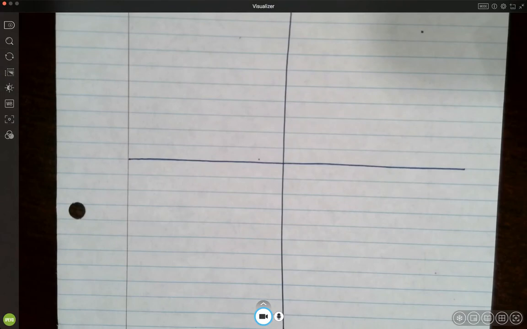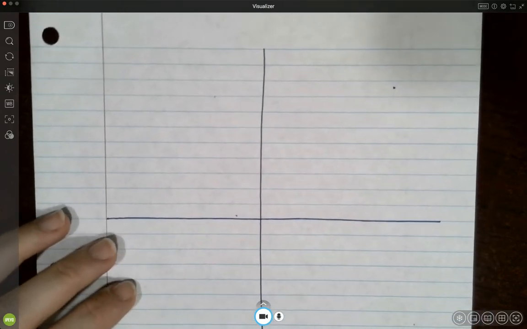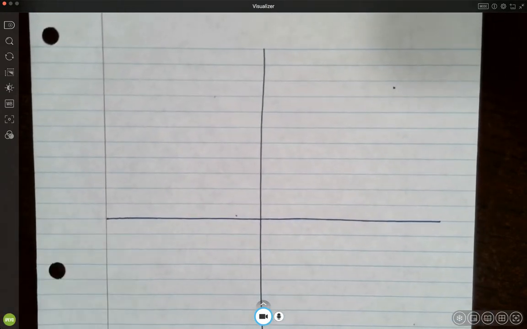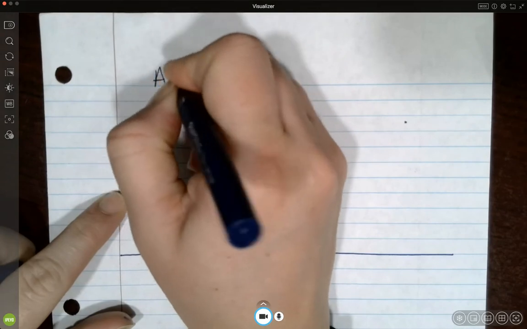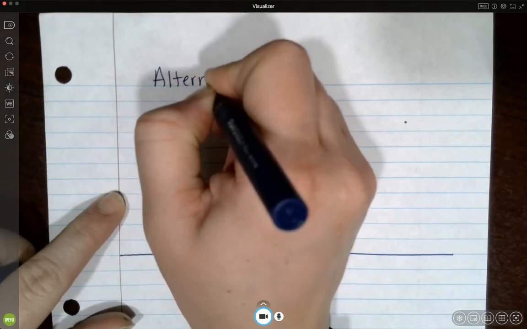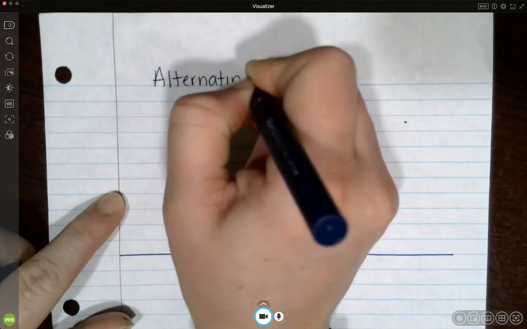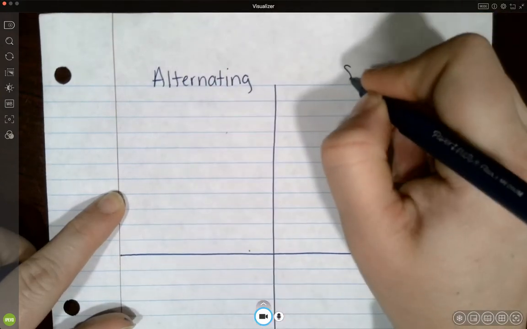So I'm going to make myself a table, and you're going to do so as well. On the top of this table, we're going to go ahead and label alternating, and on the right, we're going to write same side.